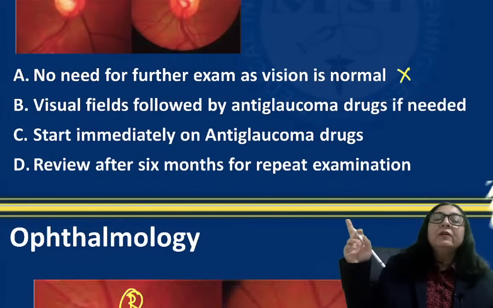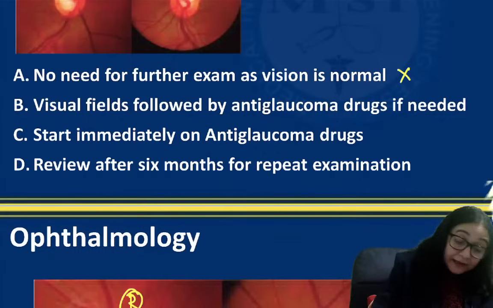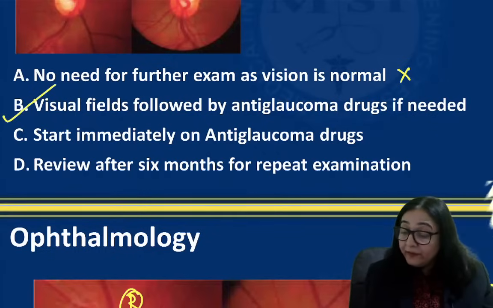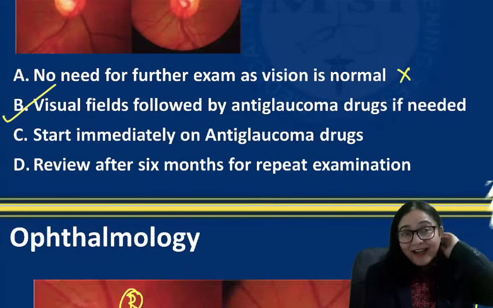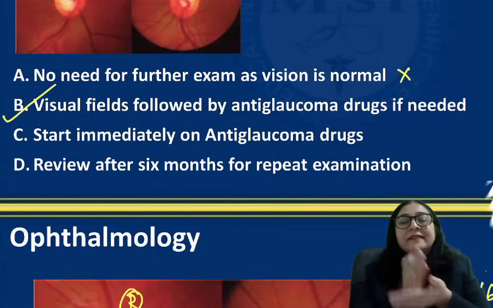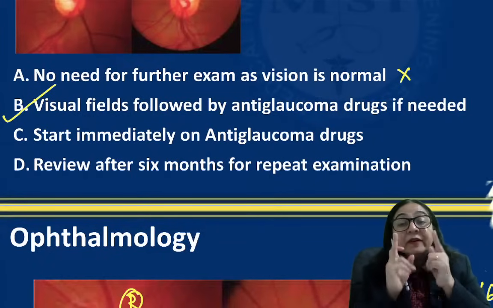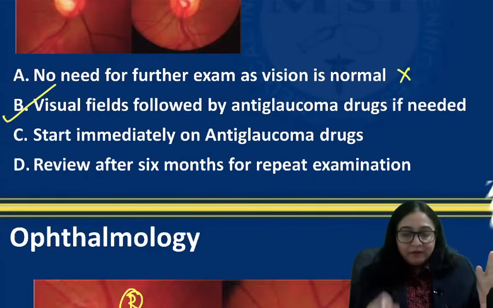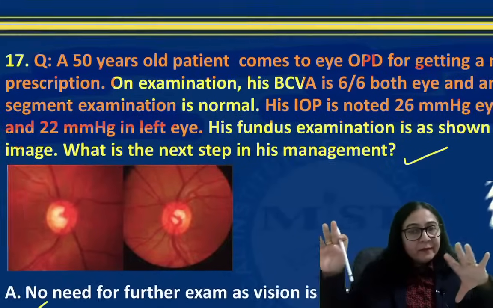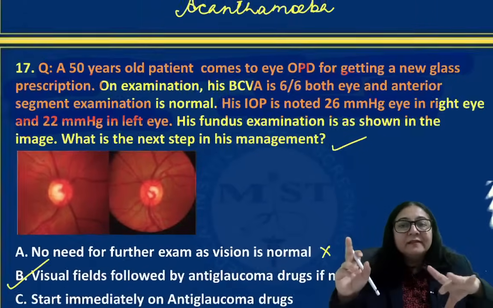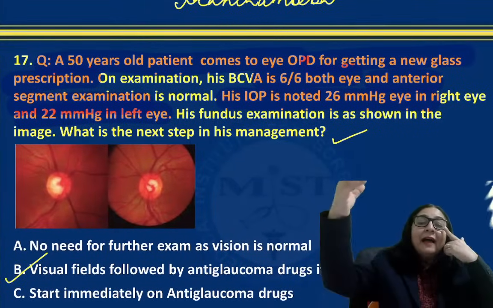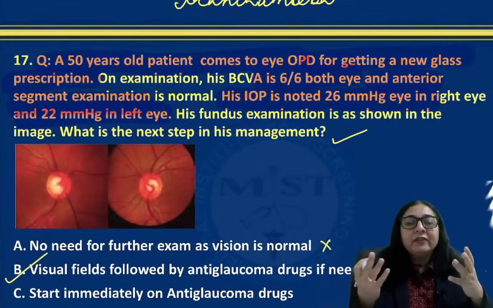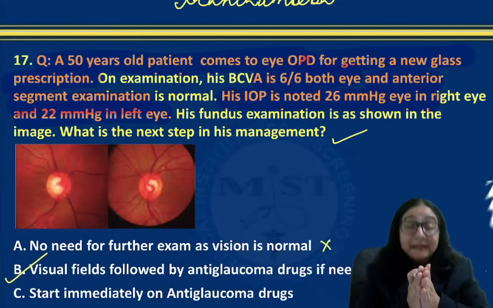Visual field followed by anti-glaucoma drug. Yes, so that will be the one which you will do. Why? Because you will not start the anti-glaucoma drug just on the basis of pressure and optic disc changes, because here pressure is high, 26 or 22, but not as high as where you need to put the drugs immediately.